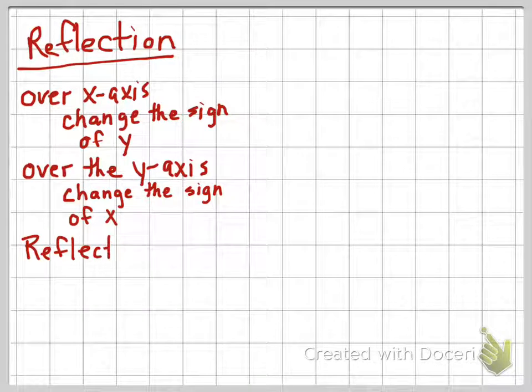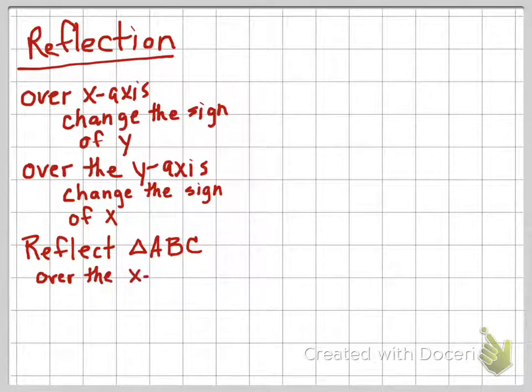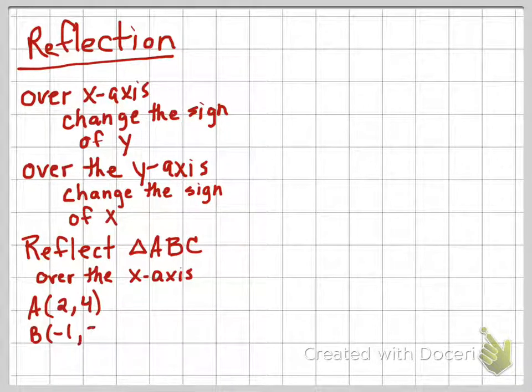Okay, so now we're going to reflect triangle ABC over the x-axis. Okay, there's A, B, and C. And since I'm reflecting over the x-axis, I'm going to use this rule. All I've got to do is change the sign of all the y's. That's it.